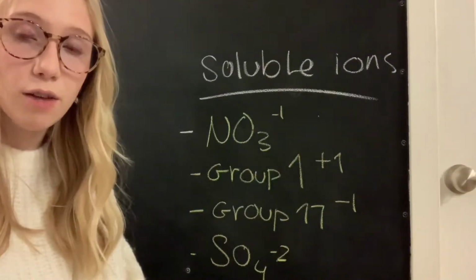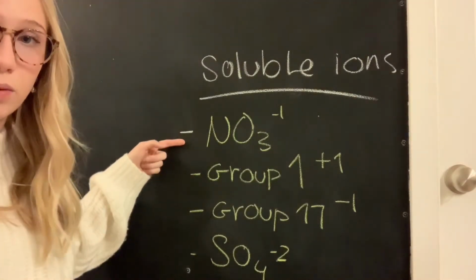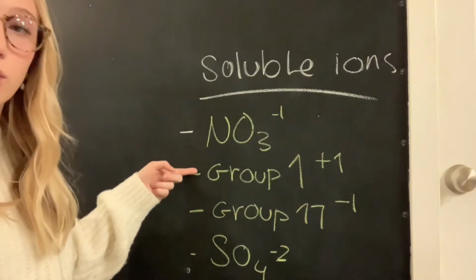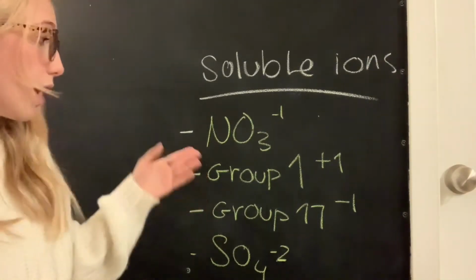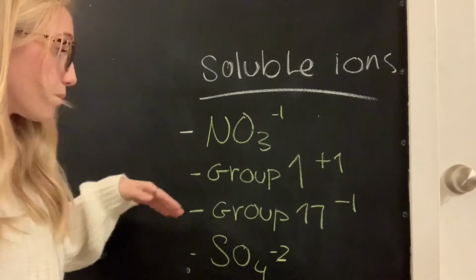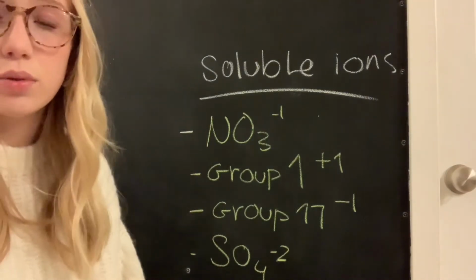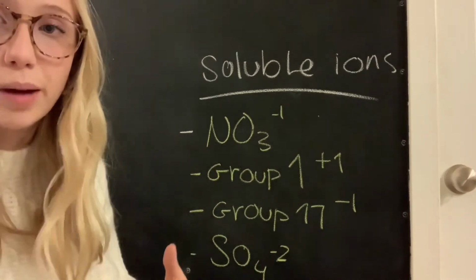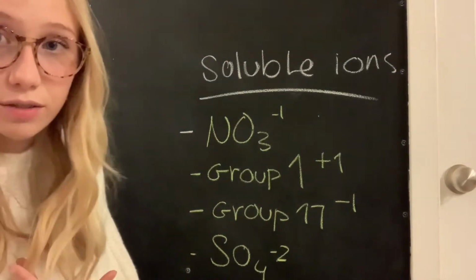All right, so starting off, we've got our soluble ions. Starting off, we have nitrate with a charge of -1. We've got our group 1 elements such as lithium, sodium, potassium. They have a +1 charge. Then we've got our group 17 elements. Those would be like chlorine and bromine and all those ones. And then we've got sulfate, which has a charge of -2.